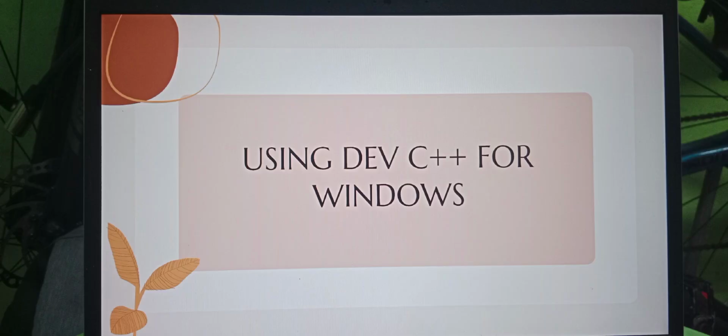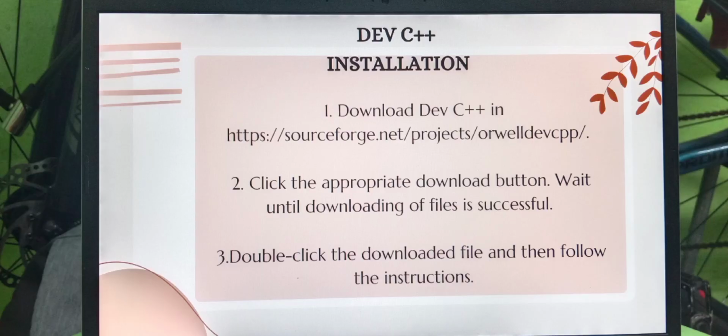Using Dev C++ for Windows. Dev C++ installation. First, download Dev C++ from this link. Second, click the download button. Wait until the downloading of the files is successful. Then double-click the downloaded file and follow the instructions.